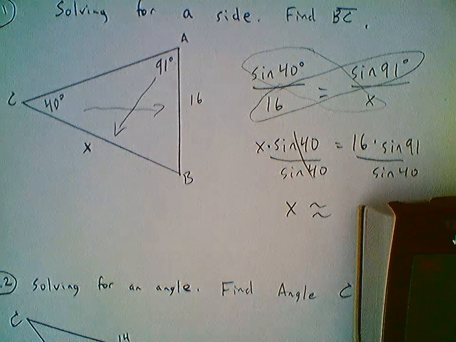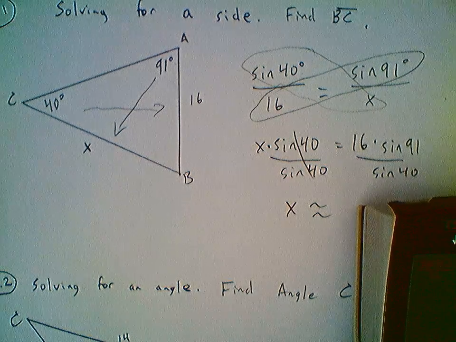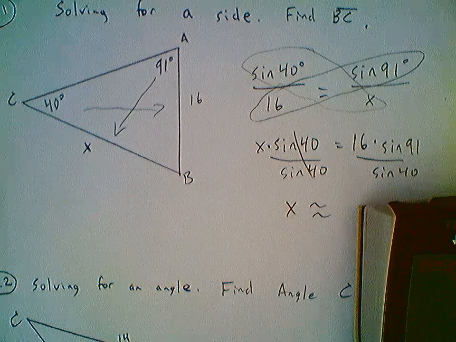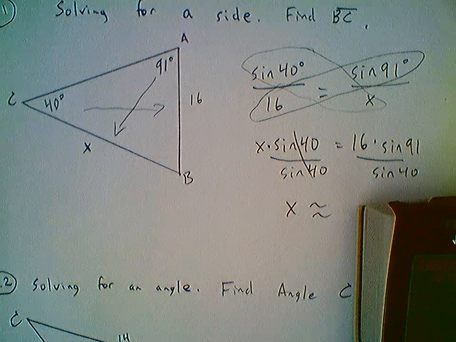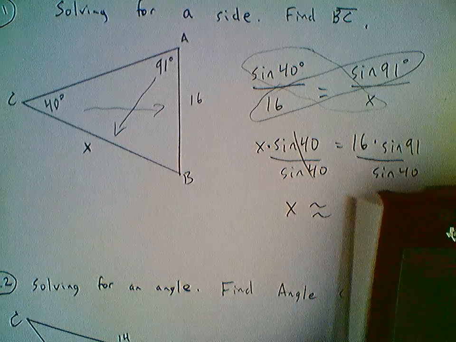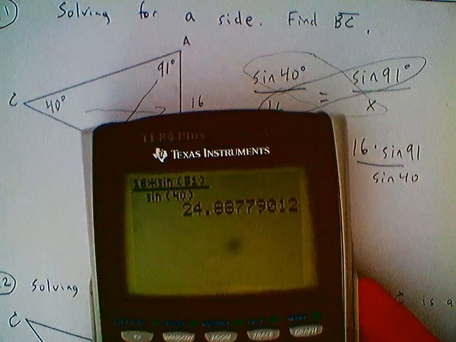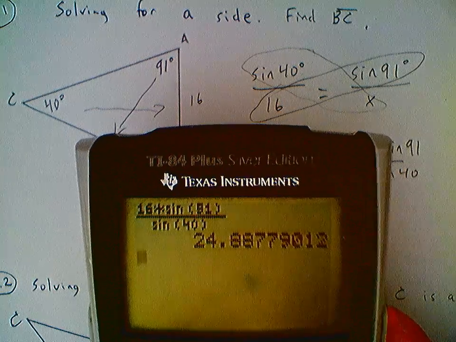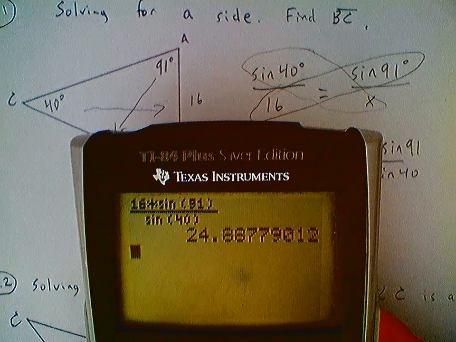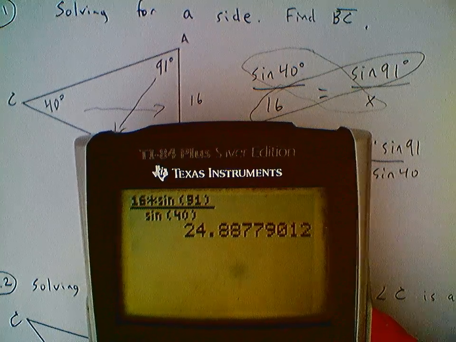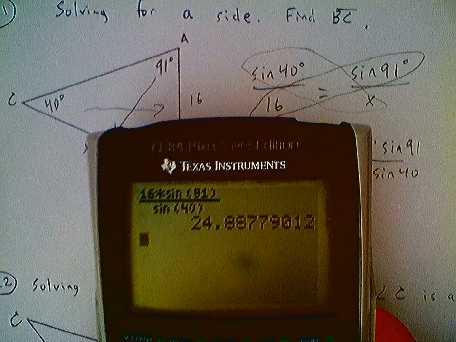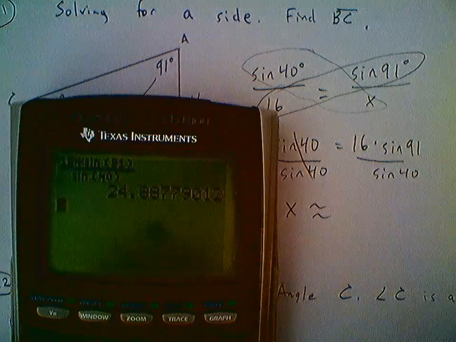So 16 times sine of 91 over sine of 40. Notice how I typed it all in at once: 16 sine of 91 over sine of 40. And it looks like it's about 24. We'll just round to the tenths, 24.9.